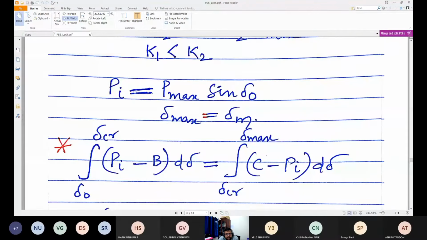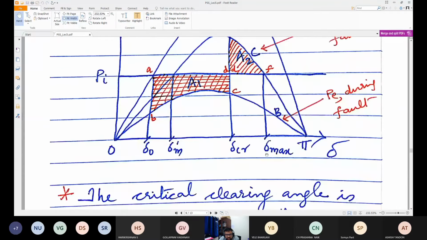Now, let's apply the equal area criteria. So we have Pi equals Pe. Pi is P input, which is mechanical power itself. So in the initial steady state operating point, we have mechanical power equals electrical power. So Pi equals P max sine del naught, because the initial steady state power angle is del naught. Now del max is equal to del M here. Now del max, this one, because we want to find the critical clearing angle, so we take the swing up to this point F.